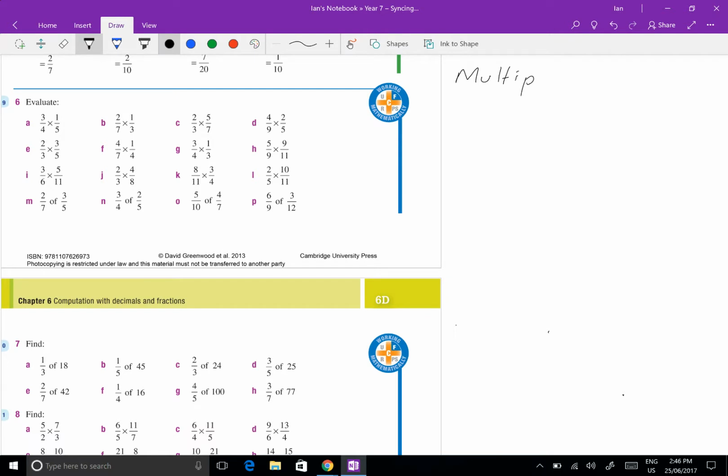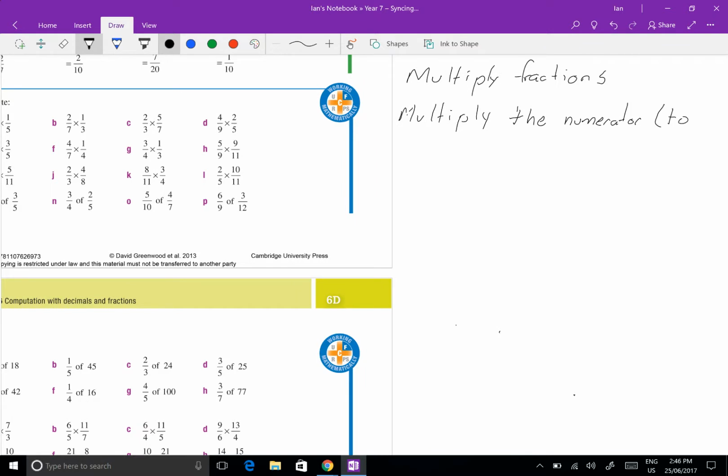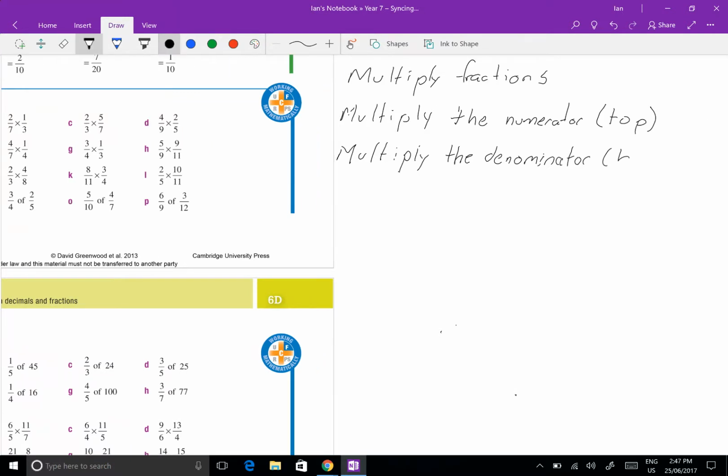To multiply fractions, it's very simple. You just multiply the numerator, or the top, multiply the denominator, the bottom, and then simplify.